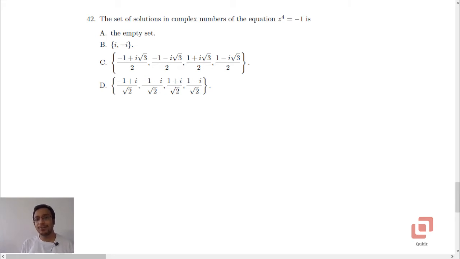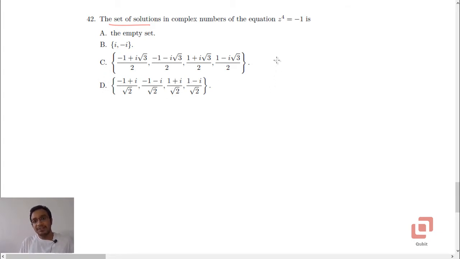In this video we are going to solve the 42nd question from the ICER Aptitude Test Model Paper 2. This question is based on complex numbers. The problem says that the set of solutions in complex numbers of the equation z raised to 4 equal to minus 1 is the empty set, i, minus i, and then we have two other options.